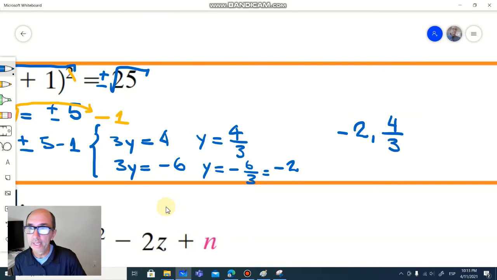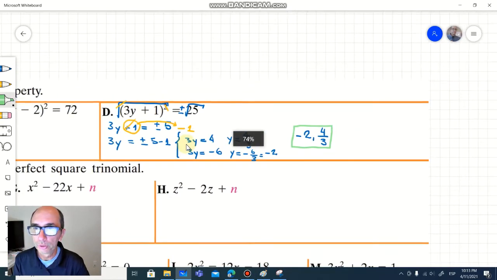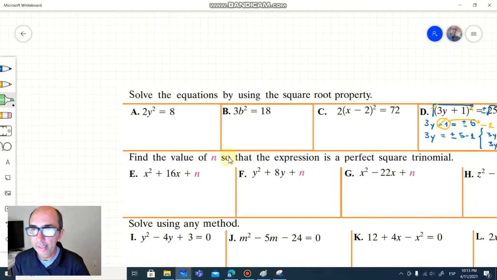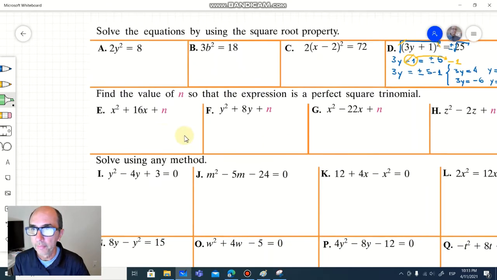So write down like this, using a comma to separate the solutions. And you don't need to use brackets or parentheses. In this case, only the numbers separated by commas. And it doesn't matter, you can write 4 over 3 comma negative 2. The order in this case doesn't matter. Okay. We have two solutions. At the end, I'm gonna give the answer for all the other questions, don't worry.